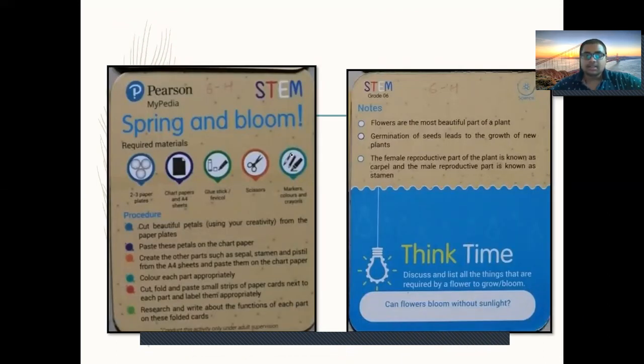So these are the STEM cards: science, technology, engineering, and mathematics. Some notes for all of you. Flowers are the most beautiful part of a plant. Exactly. Germination of seeds leads to growth of new plants, and the female reproductive part of a plant is known as carpel and the male is known as a stamen.